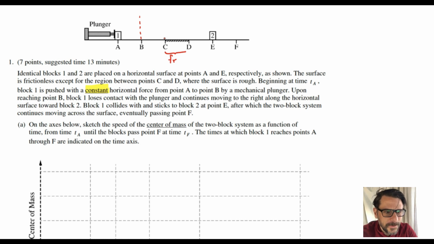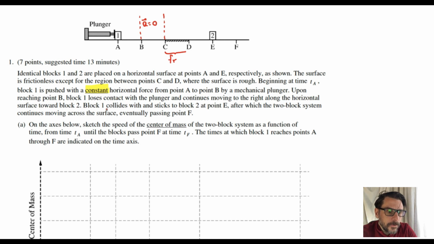Beyond point B, that means that between B and C, there are no forces, so there will be no acceleration. There are no forces other than the weight and the normal reaction force, of course. Those are the only two forces acting in this region, and they cancel each other, so no acceleration at that point. Acceleration is 0.